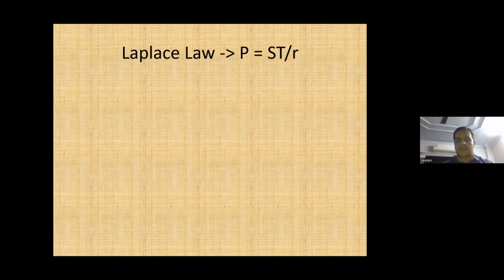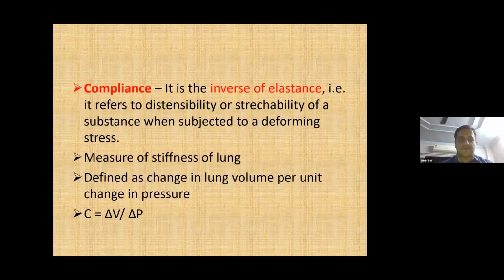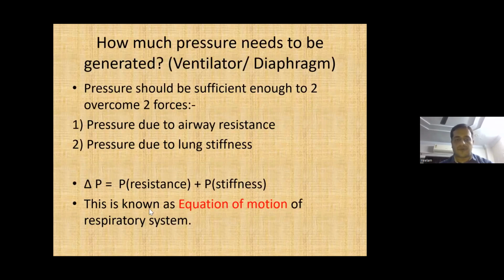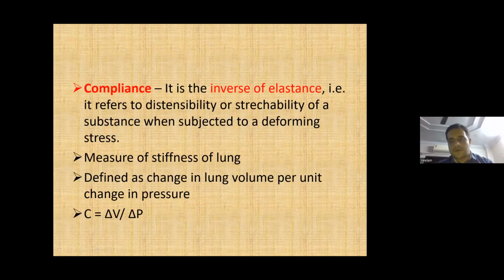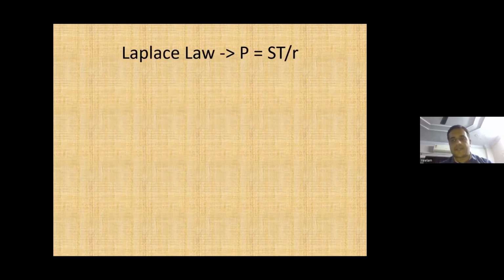So coming to the Laplace law, a few slides before, I told that it depends on two factors. One is the alveoli. For the purpose of understanding, we assume that the alveoli are spherical in shape, all rounded in shape. Actually they are polyhedral in shape, but for us to understand better, we are assuming that the alveoli are circular in shape.